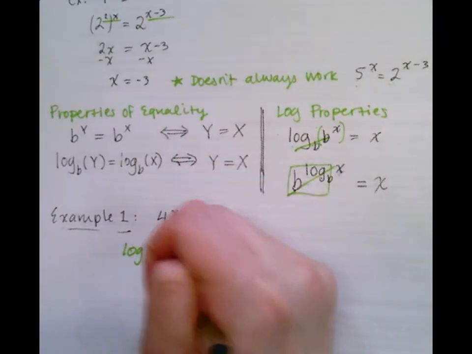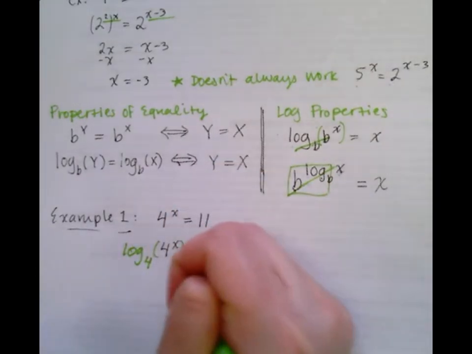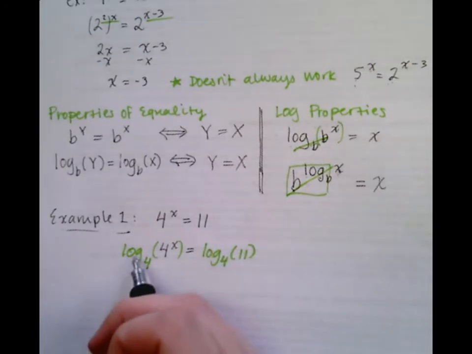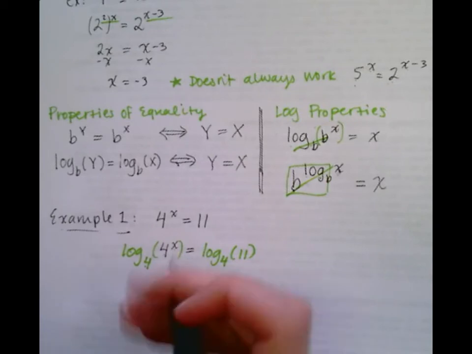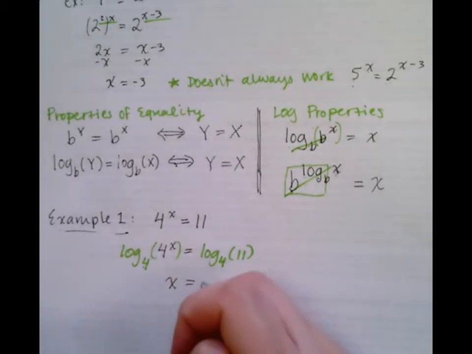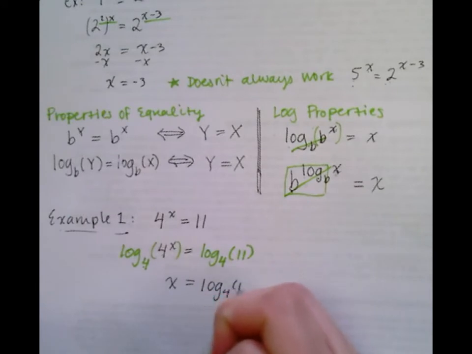And on the other side, I need to do the same thing. So it would be log base 4 of 11. On the left-hand side, I know that log base 4 of 4 to the x is just x. And on the right-hand side, I'm just going to write this as log 4 of 11.